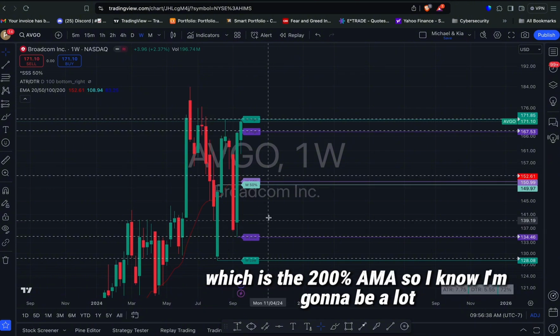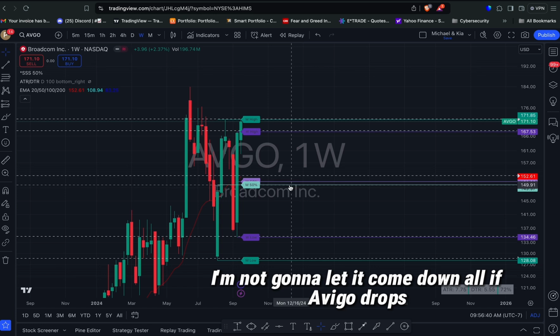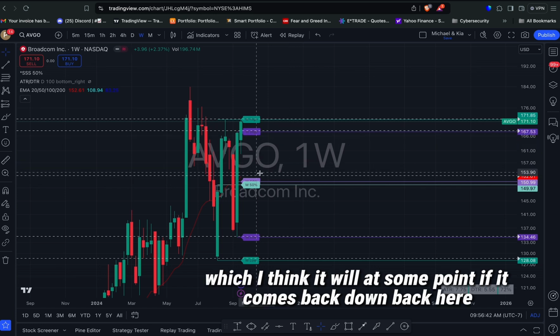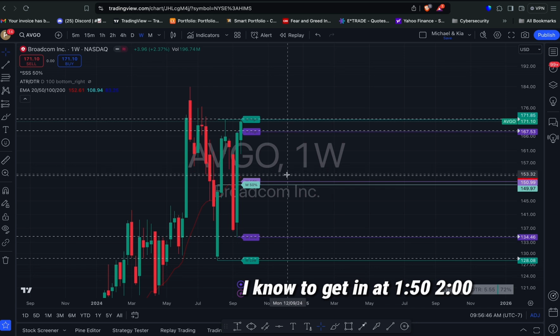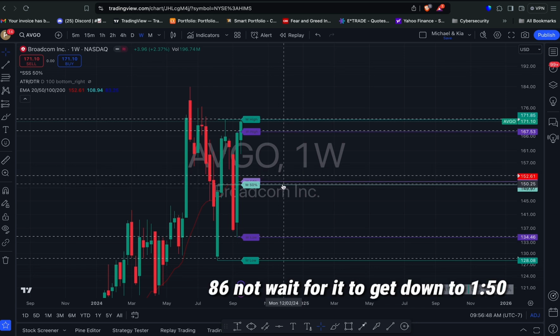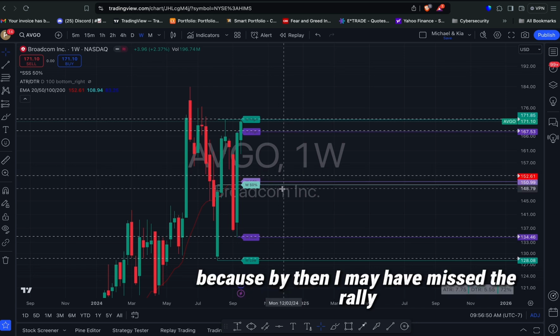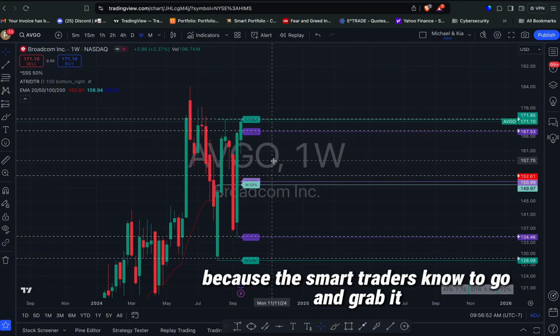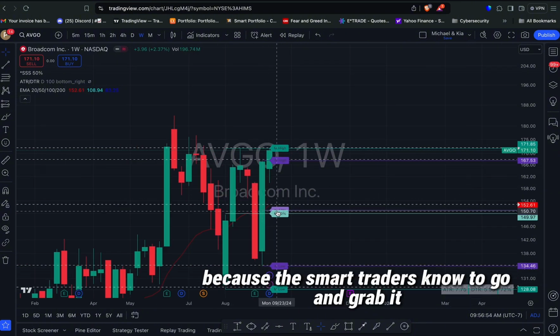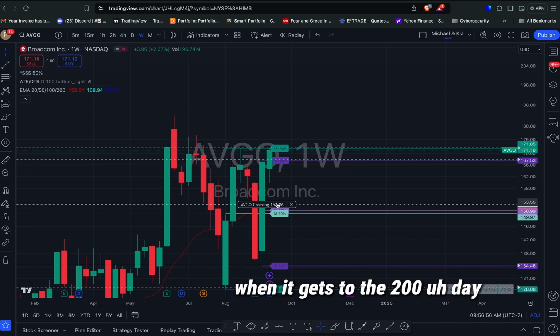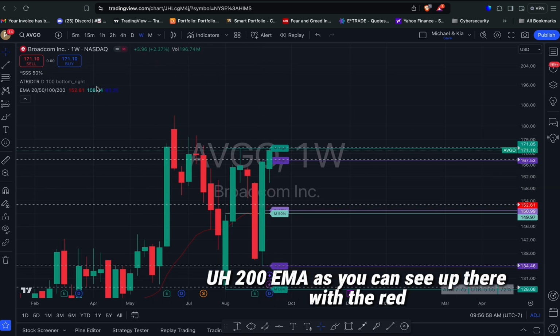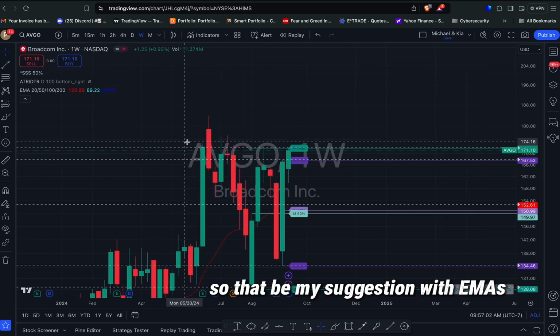So I know I'm not gonna let it come down all the way. If AVGO drops, which I think it will at some point, if it comes back here, I know to get in at 152.86, not wait for it to get down to 150, because by then I may have missed the rally, because the smart traders know to go and grab it when it gets to the 200 day EMA, as you can see up there with the red. So that'd be my suggestion with EMAs.